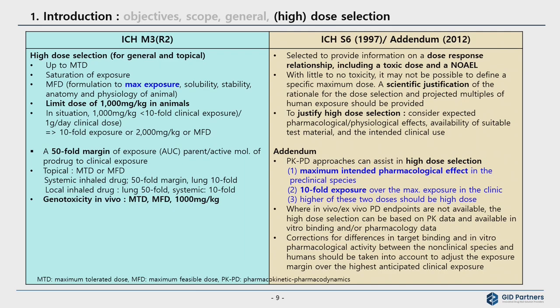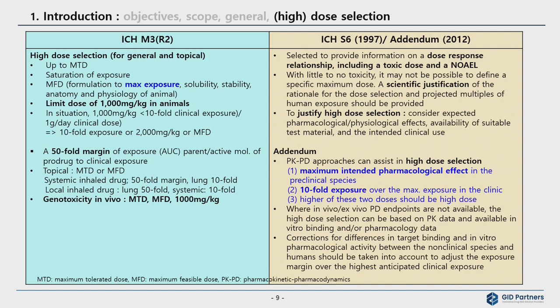For dose selection, high dose selection, this type of question is very important. For M3, the high dose selection shouldn't exceed MTD, of course, the saturation of the exposure, and the maximum MFD, and a limit dose of 1000 mg per kg. So these are recommended for the high dose selection. In terms of the pharmacological effect, about a 50-fold margin. And for genotoxicity, MTD, MFD, and the limit dose are recommended for the high dose selection.